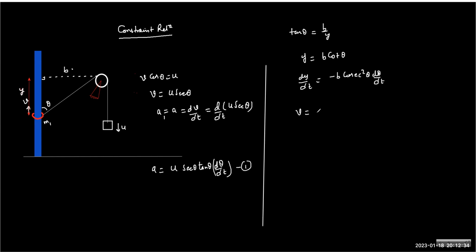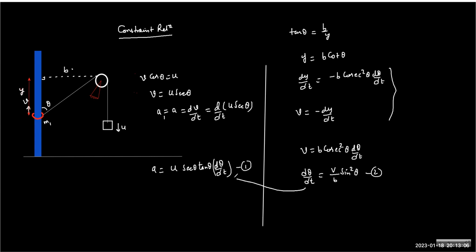But how to write v? What is v basically? So as you go up, y will shrink. So the rate of shrinkage of y is the velocity v, right? And these two together will give you the relation v equals b cosec square theta d theta by dt. So finally, I got d theta by dt, which is how much? And now this you need to substitute here.